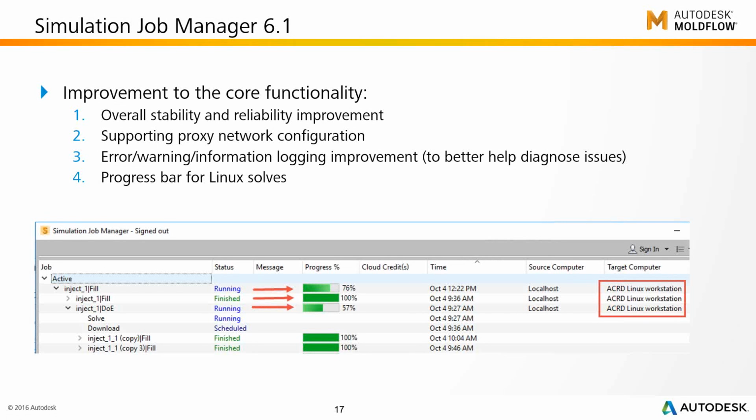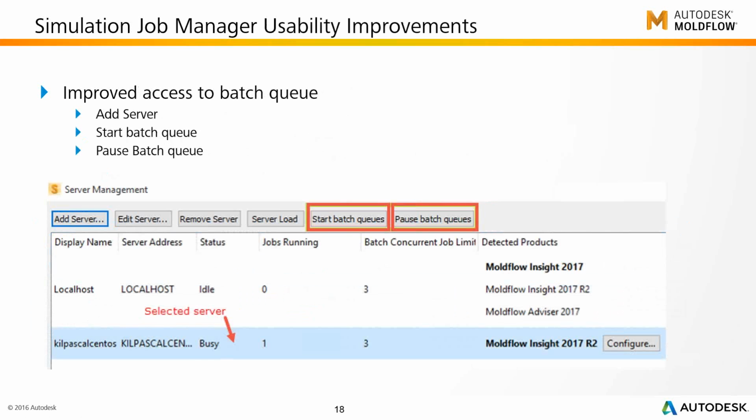We added some better logging in the SGM, so now when there are problems occurring, we have a bit more information to diagnose where the problems are coming from, as well as a progress bar for Linux. In the prior release, when you ran an analysis on Linux, the progress bar was not showing for Linux jobs. But we did not only improve the overall stability, but also looked at the usability of the job manager, particularly in the areas of the batch queue.